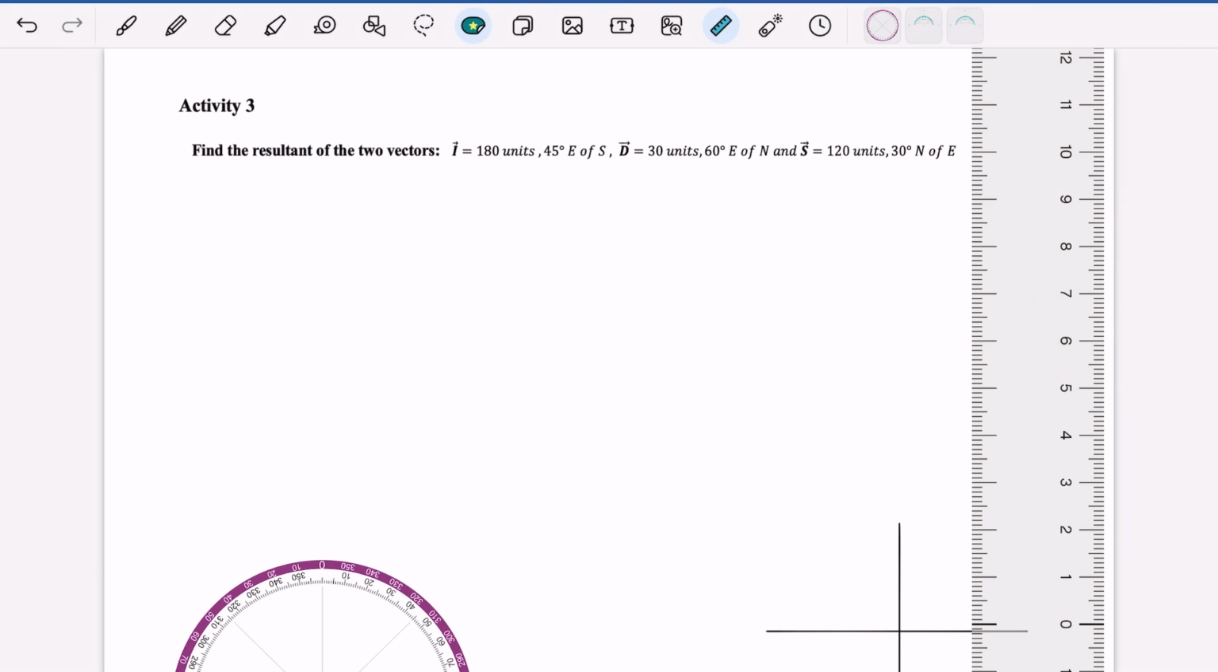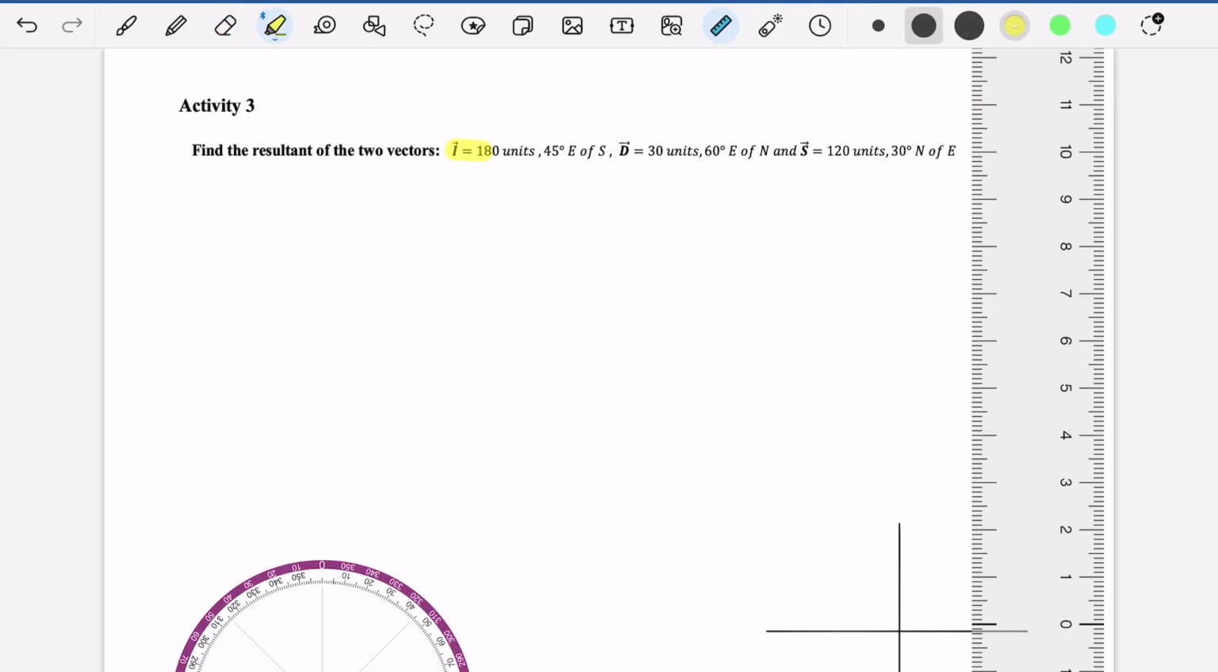So this is activity 3, and I think I assigned this as your assignment. This is how you check your work, if you got the correct answer, or if you've been very careful in sketching the vectors or adding the vectors. We basically have three vectors here.